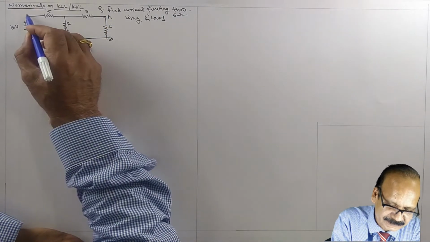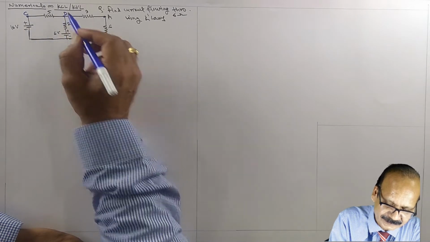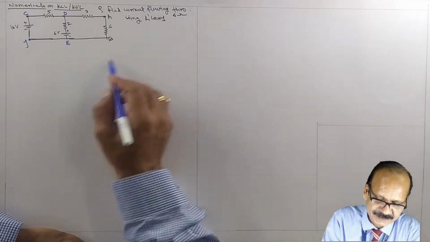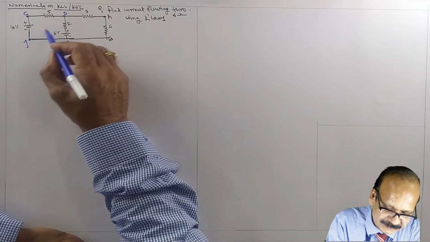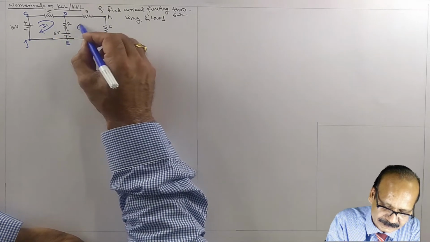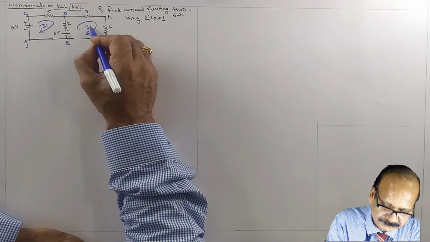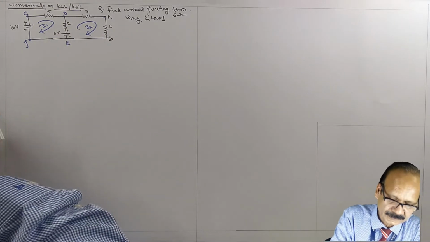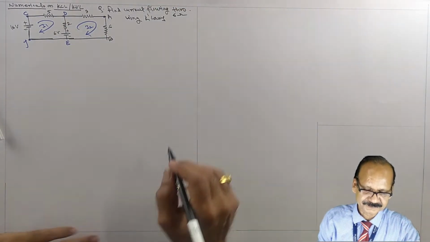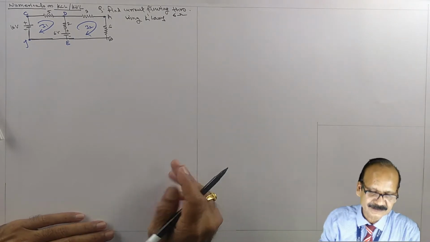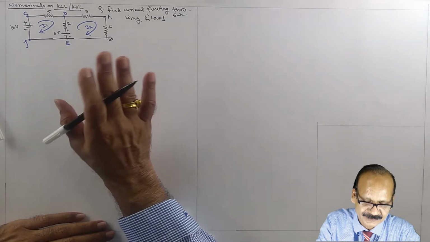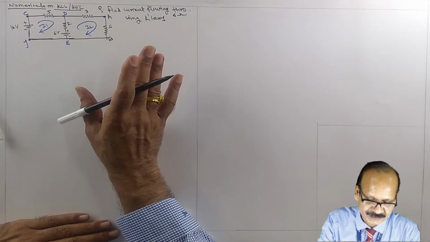Say this point is C, this point is D, E and F. Okay, and assume the current direction, say the clockwise in both the cases. So this is I1 and say this one is I2. Now here three closed loops are possible, and there are two unknowns. Therefore, you have to write at least two equations.